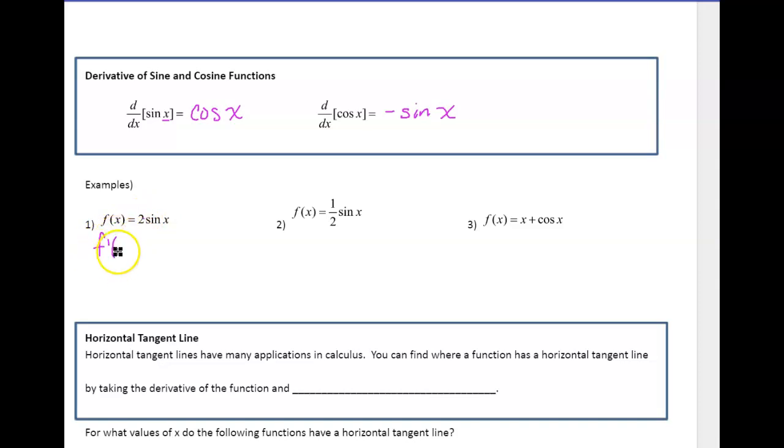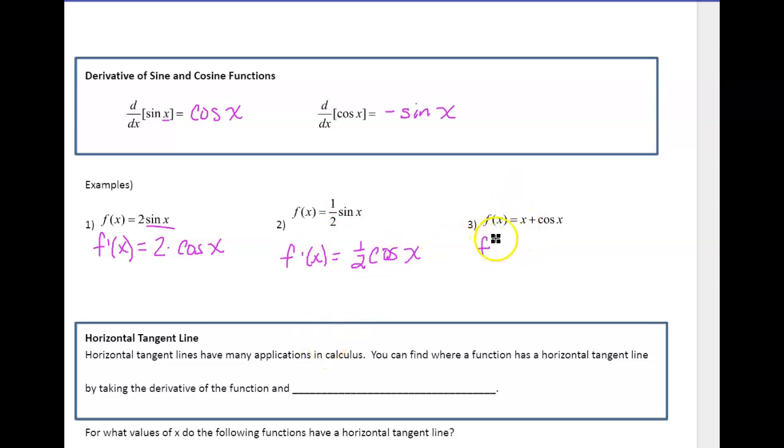So I'm ready to take the derivative. Now, this isn't a power rule, so we're going to bring the 2 down, and we just need to find the derivative of sine. Well, the derivative is cosine. So it'd be 2 cosine x. Same thing here. We're going to bring that 1/2, and the derivative of sine is cosine.